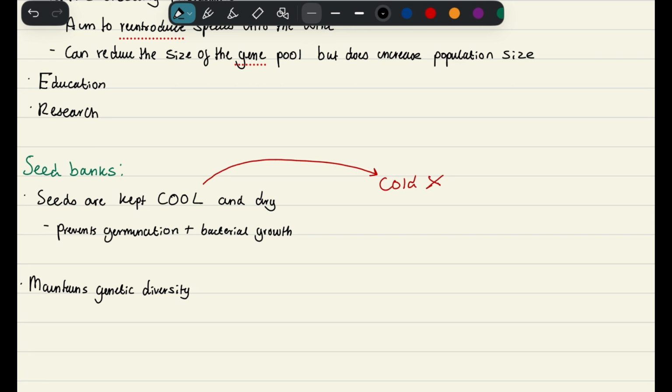So let's just quickly clarify something. You are saying cool environments, not cold, cool. That's really, really important. If you say cold, they will mark it wrong in the exam.